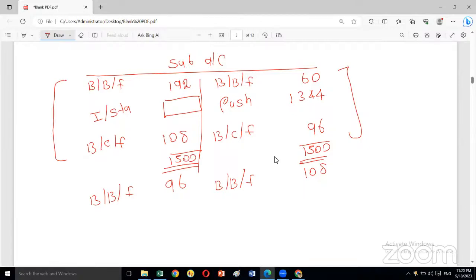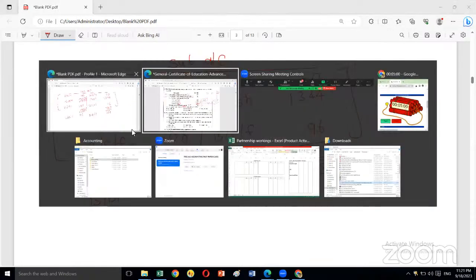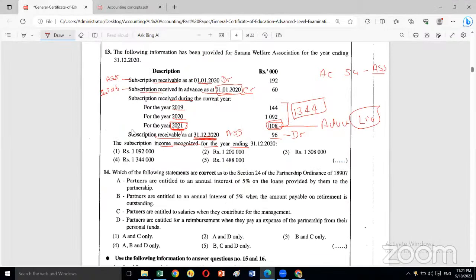Subtract the lower value from the higher value. I know my higher value is how much? 1,500. I know my lower value total is how much? 192 plus 108. How much? Anyone? Very good. 300. 1,500 minus 300. So here, how much am I going to transfer to the income statement? 1,200. So is that the answer? Yes. What is the correct answer? Second one is the correct answer.